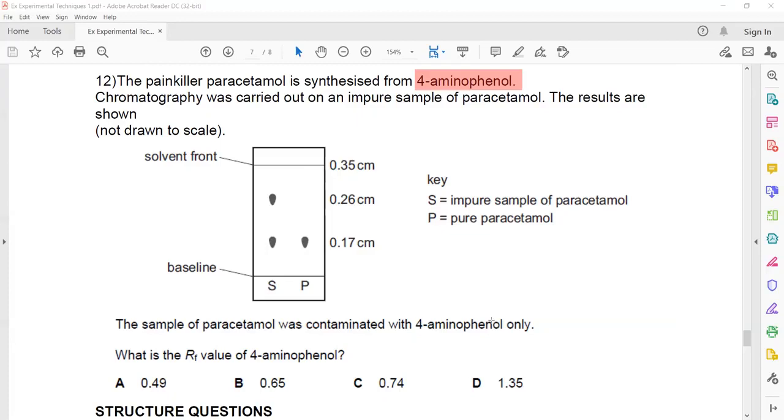Some of the paracetamol. RF value of 4-aminophenol. So how can we work out the RF value? They mention the impure sample of paracetamol is S. So this is the impure sample.